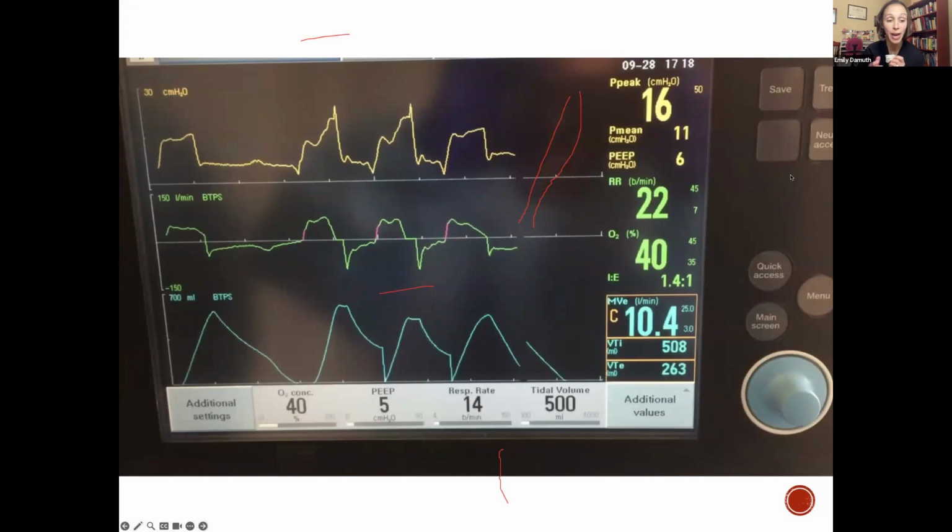So when you walk up to your patient, you're going to work through your algorithm, but always look at all the information in the room. You're looking at the monitor, you're looking at the patient, look at the ventilator screen too. Does anyone see?